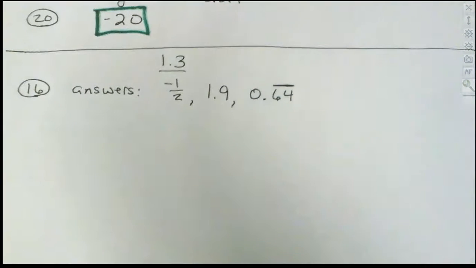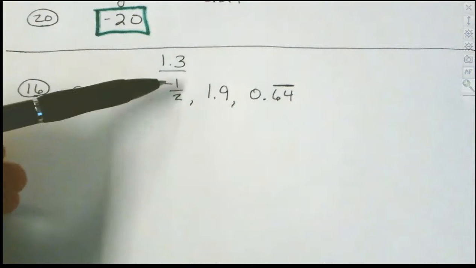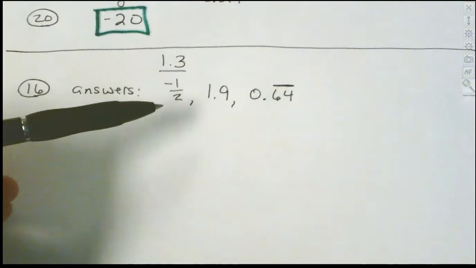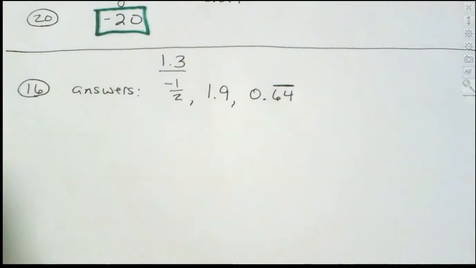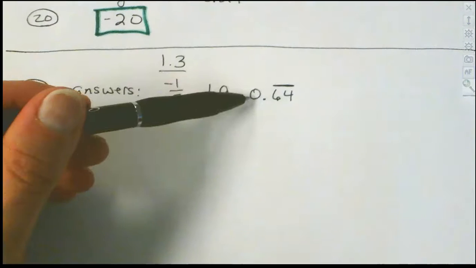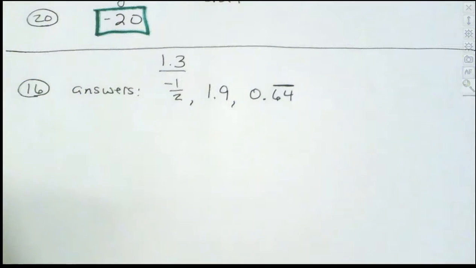Now let's talk about these three and see why each one of them fits in that criteria. So what does it need to be between -6 and 6? All of these are in there. Okay. -1/2. That's a rational number. Is it an integer though? No. So it works. 1.9. It's a rational number. Is it an integer? Nope. And 0.64 with that bar over it, that means it repeats itself. So repeating decimals are rational numbers and they're not integers.